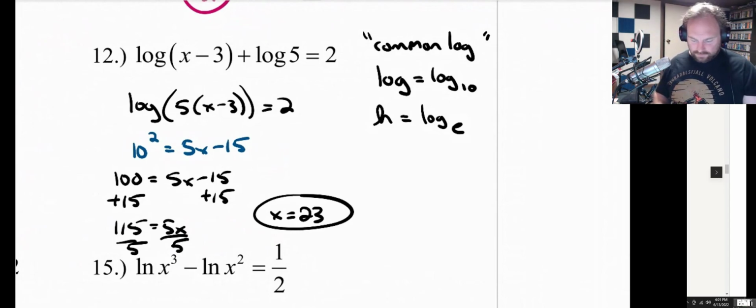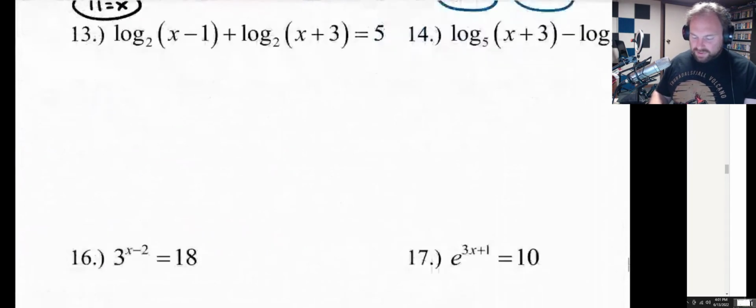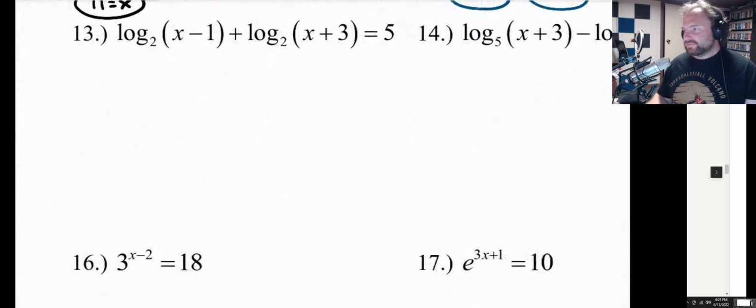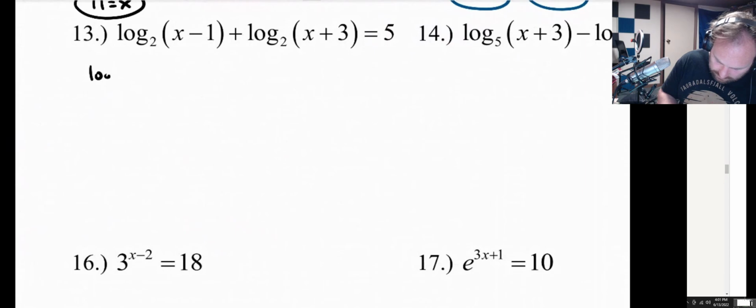Okay. We got a handful more of these. Let's just crank through them. Here we go. We're going to use the exact same properties. I'm going to pick up the pace a little bit because this particular worksheet is really repetitive. First thing we're going to do is combine these together. This is log base 2 of x minus 1 times x plus 3. We'll have to factor that, which equals 5.